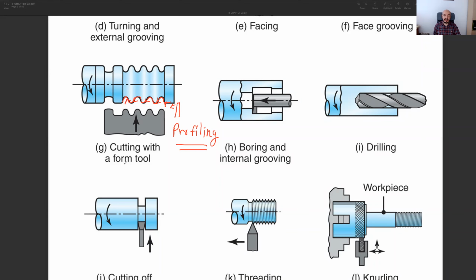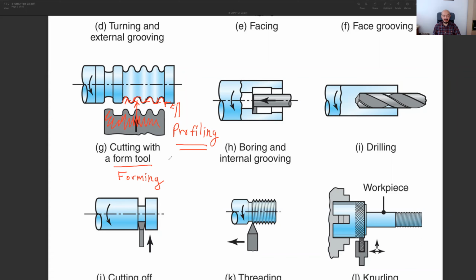But if you are using a form tool, we sometimes name this process forming also, the forming process. We have a special tool. This tool is actually manufactured just to be used for this shape. You cannot use it for other shapes. For different profiles, you need to manufacture a new forming tool. But the advantage is that with a single movement, you simply move into this workpiece, and obviously your workpiece will take the shape of this tool.